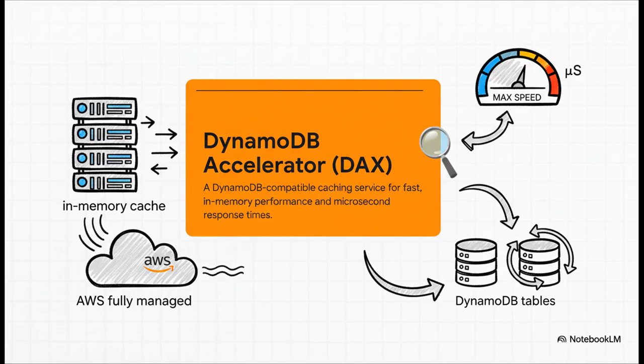So what exactly is DAX? Think of it as a supercharger for DynamoDB. It's an in-memory cache that sits right in front of your database tables. And the best part? It's fully managed by AWS, so you don't have to worry about all the tedious stuff like patching servers or managing clusters. It's designed to be a seamless, drop-in accelerator that just takes your read performance to a whole other level.